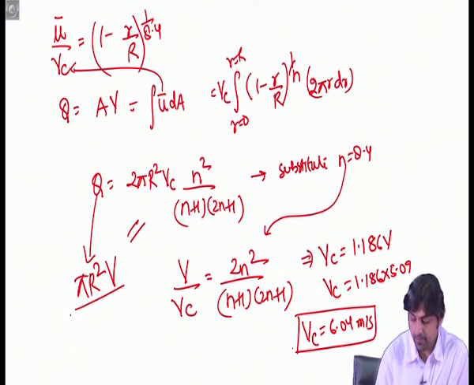If you remember, for laminar flow, this Vc was 2 times the average velocity, but in turbulent flow Vc is not 2 times. V was 5.09 and Vc is not even 1.2 times V. So the center line velocity is lesser than what it would be in laminar flow.